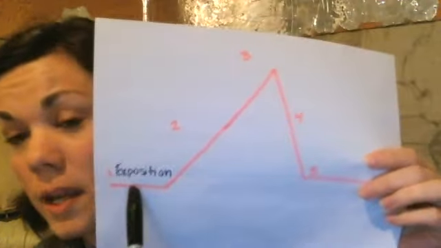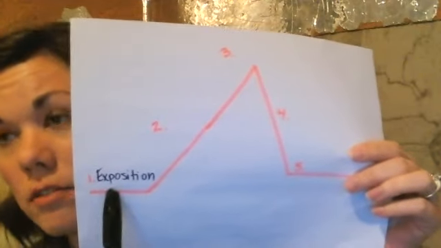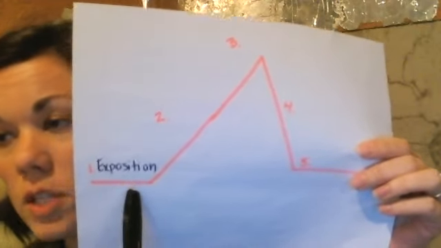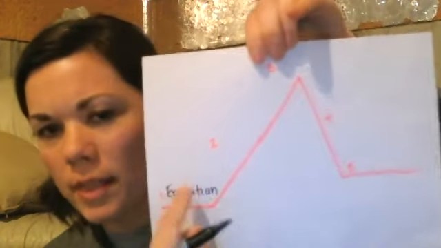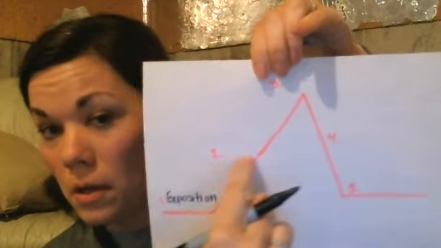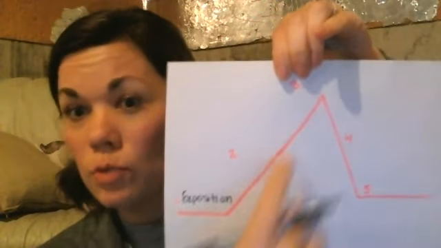So remember, this is the beginning part of the story where the reader gets to know the story's setting and the main characters. Maybe they start to understand what's happening in the story. It's just a general introduction of what's happening first in the story. Do you remember what number 2 is? Oh, it's going up. It's rising. Good clue. That's your rising action.